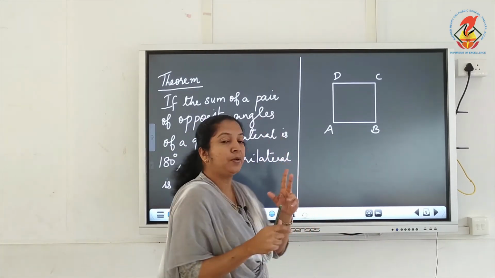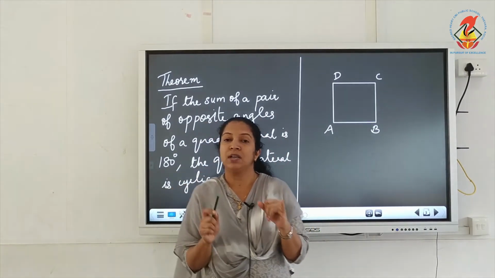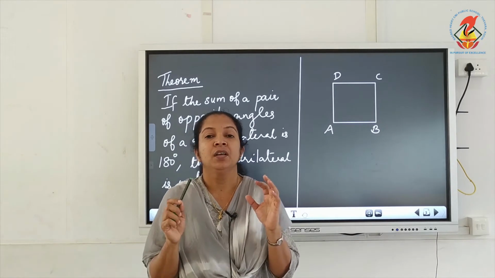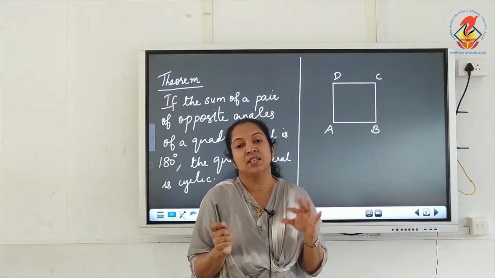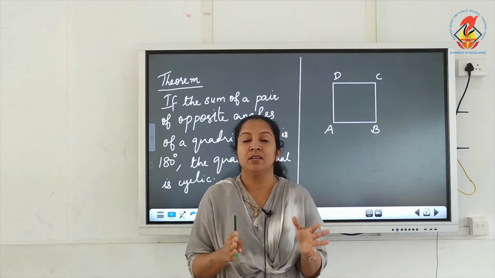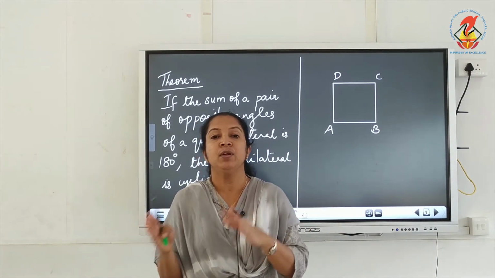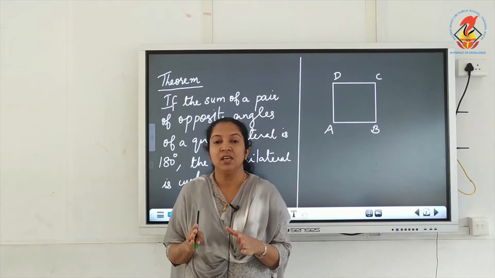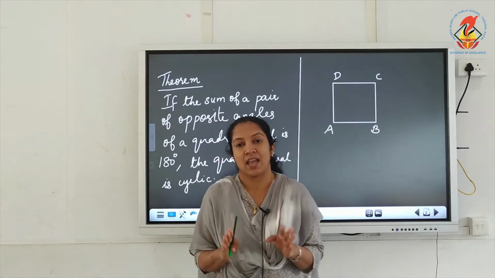So there are only two properties. The first one is, if the quadrilateral is a cyclic quadrilateral, the sum of either pair of opposite angles is 180 degrees. The second is, if the sum of any one pair of opposite angles is 180, we can say it is cyclic.